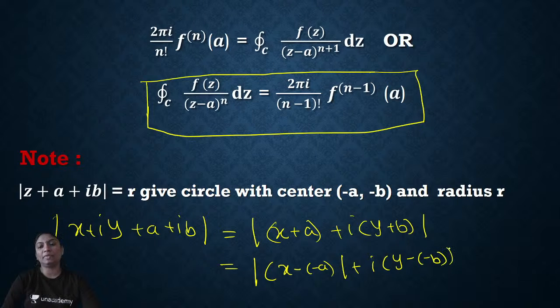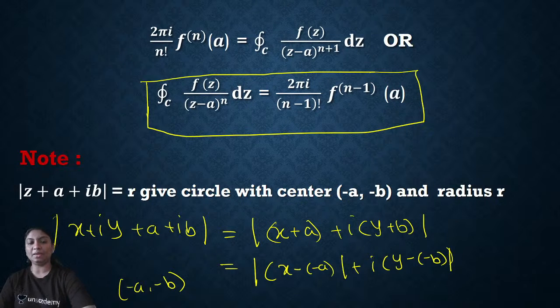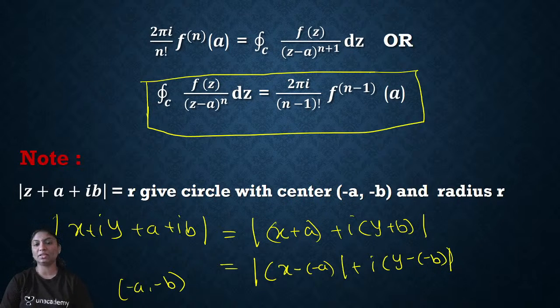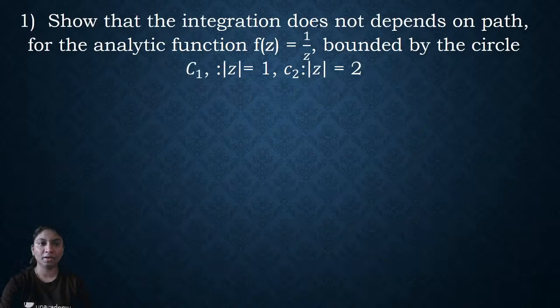So this is our general form of a circle. So you will get the circle with center at minus A minus b and radius is r. Okay, so mod of z plus A plus IB is equal to r gives you the circle with center at minus A minus b with radius r.